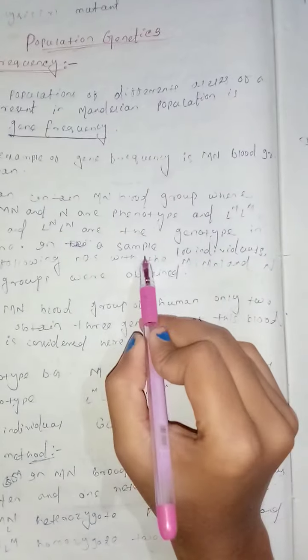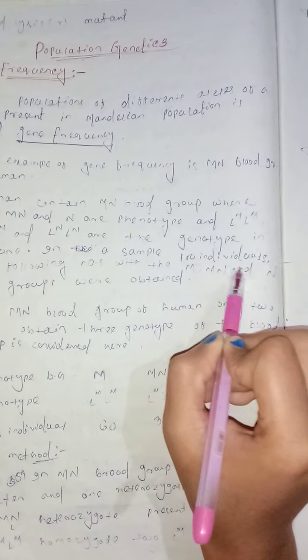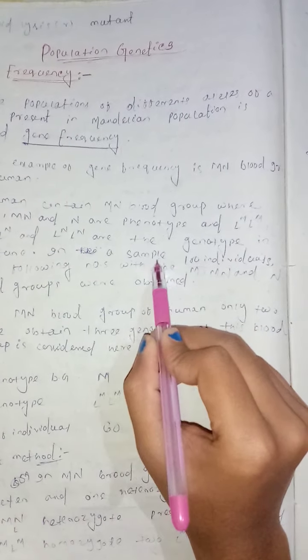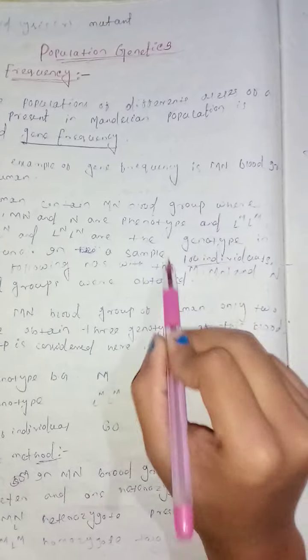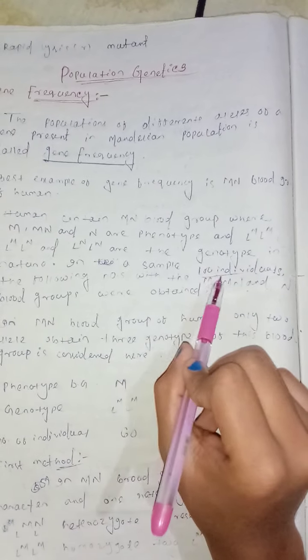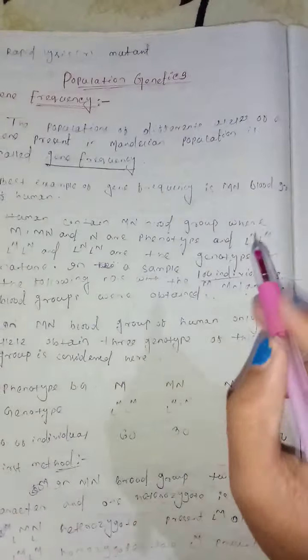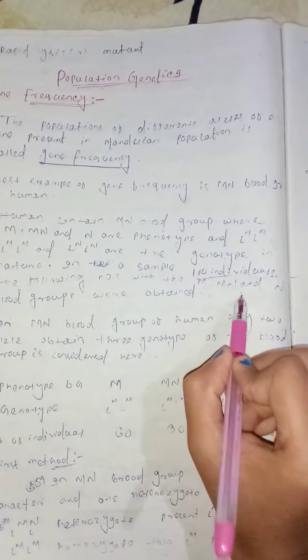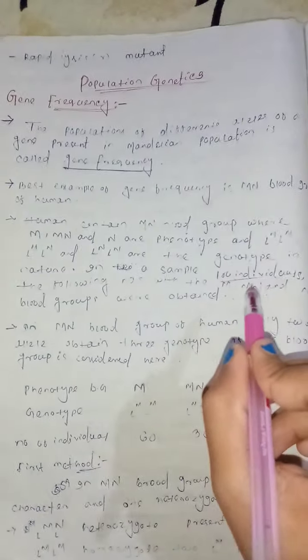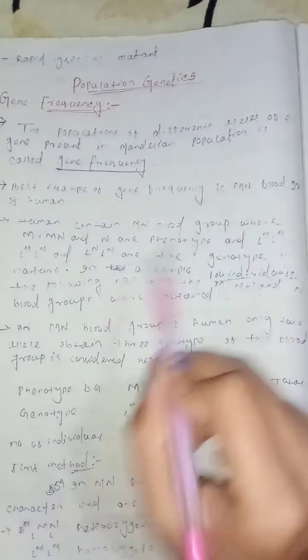Here we have taken a sample of 100 individuals. In the 100 individuals, M, MN and N blood groups were obtained.